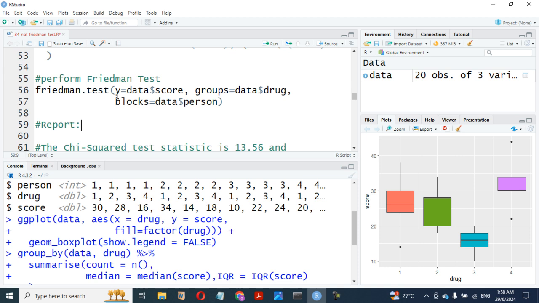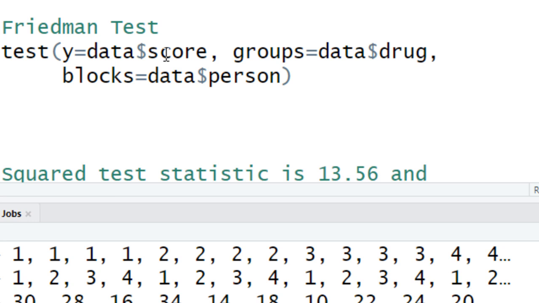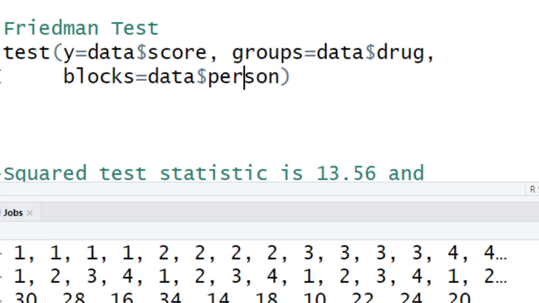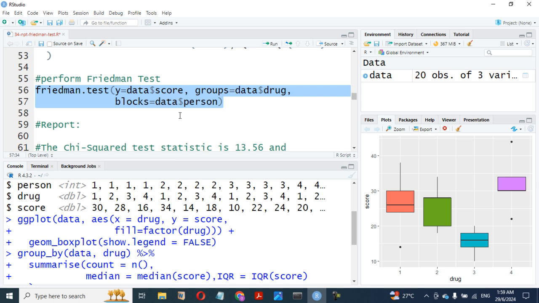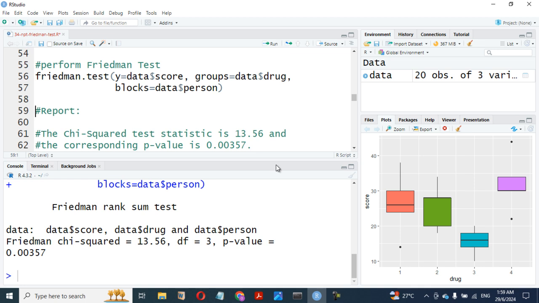So don't forget this function takes 3 parameters, not like the other ones. We have score, which is y, our response. We have groups, which is our categorical variable, the drug. And we have blocks. The block is person. Each person is a block. So these are the 3 things we need to run this. So if I run this now, let's see the result.